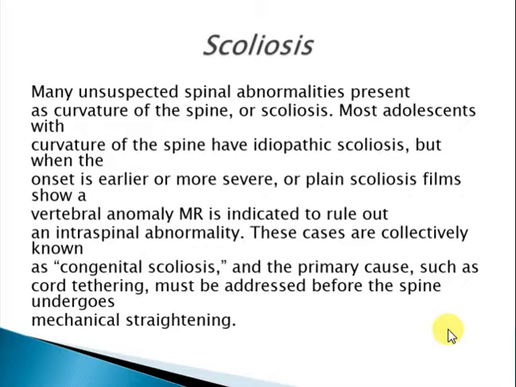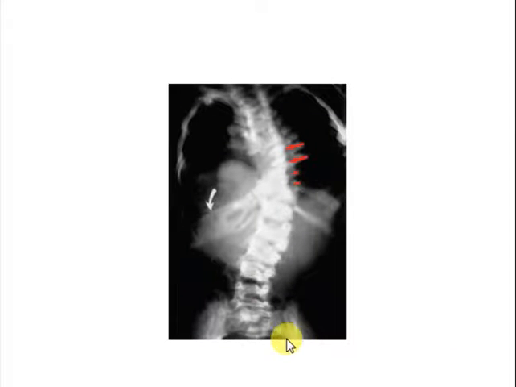The primary cause, such as cord tethering, may be addressed before the spine undergoes mechanical straightening, because the management will be totally different if there is a spinal cord tethering, if there is diastematomyelia. The whole management will differ between one case and another, and that's why we should look carefully for any cause of this scoliosis. In this scoliosis X-ray, we can see that there are a number of hemivertebrae here, and there is a block of vertebrae fused together here, and this is the cause of the scoliosis. And you can see here there are some fused ribs on this side.